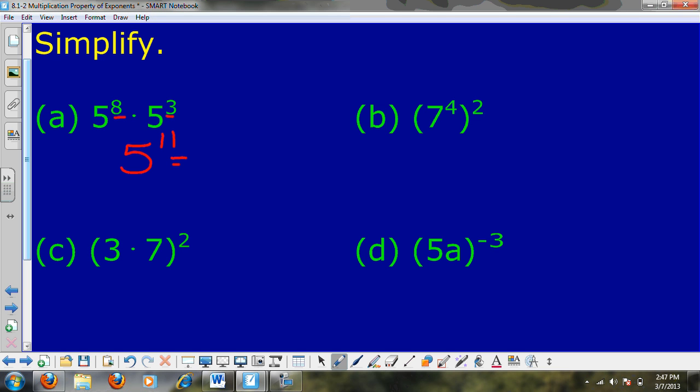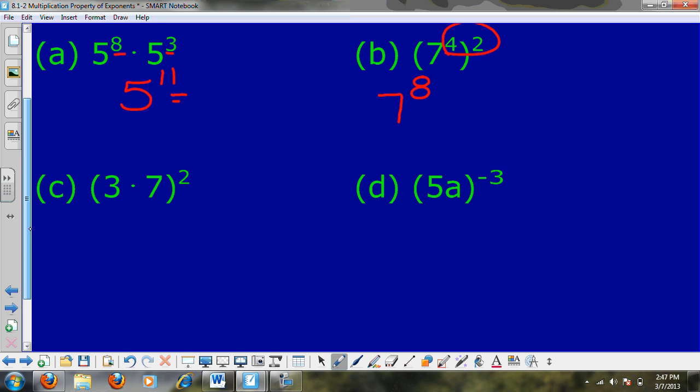Let's go to B. 7 to the 4th squared. That means 7 to the 4th times 7 to the 4th. Since these exponents, I'm going to multiply, so it becomes 7 to the, yes, Eric, to the 8th.